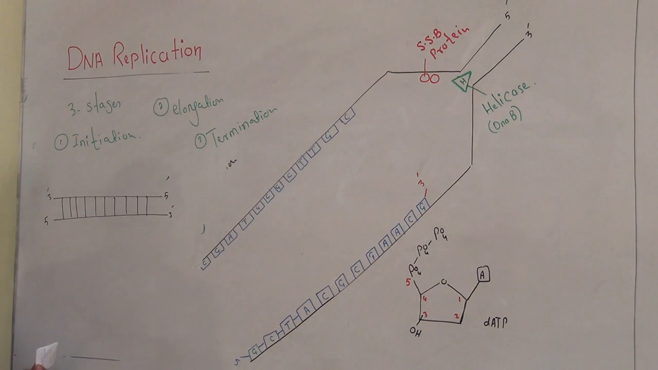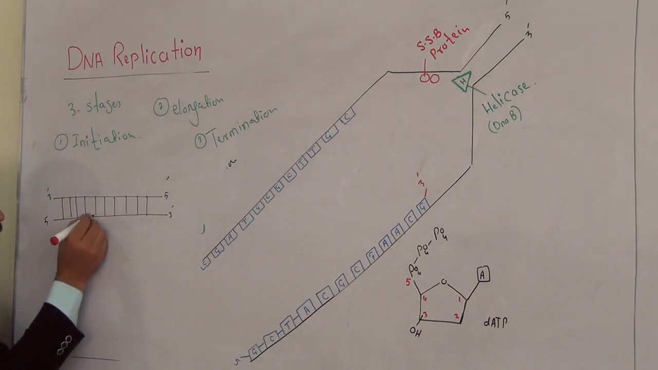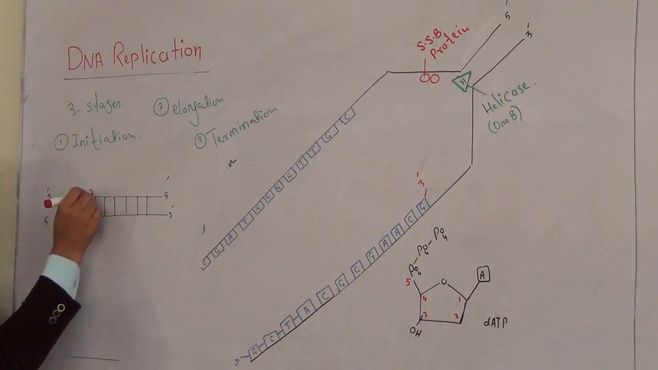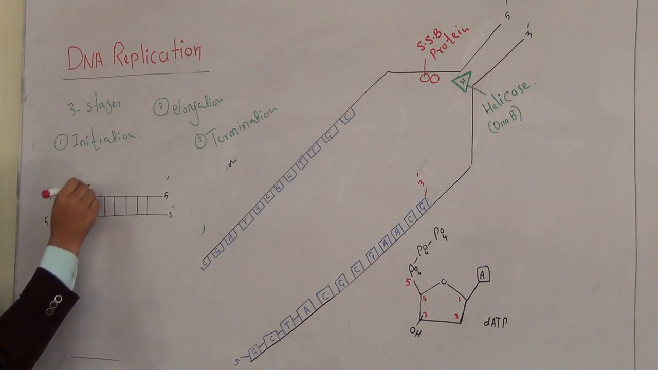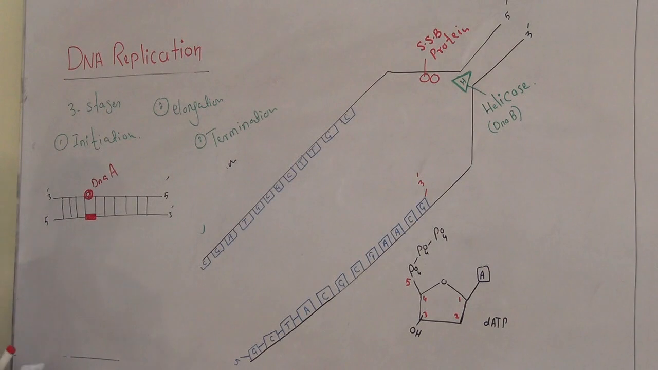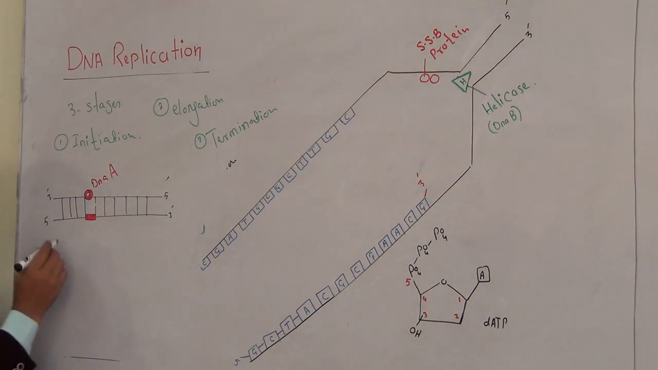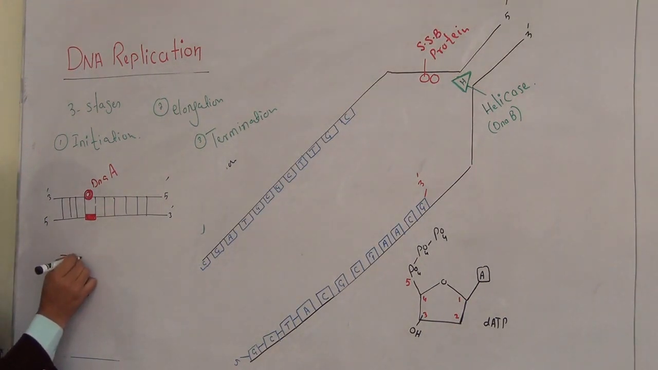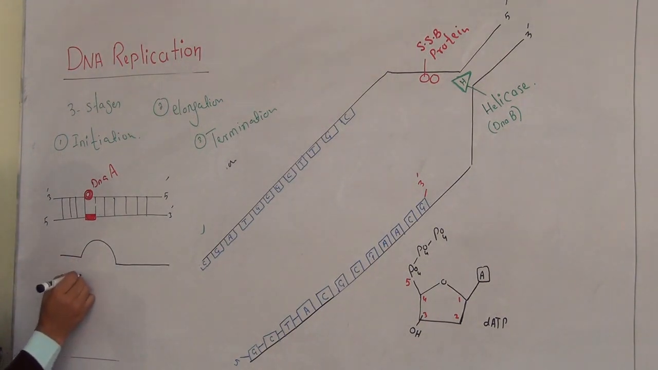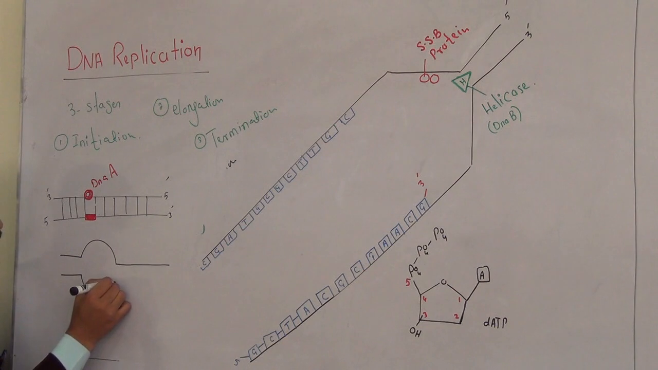Suppose this is the origin of replication, a specific area, and here we have the DnaA protein. This is the DnaA protein, right? And what will happen at this area? A small bubble-like structure will be formed like this.